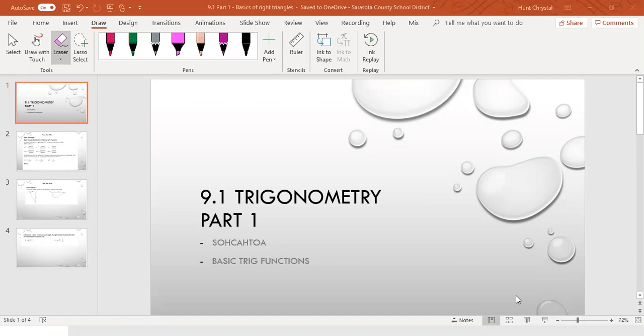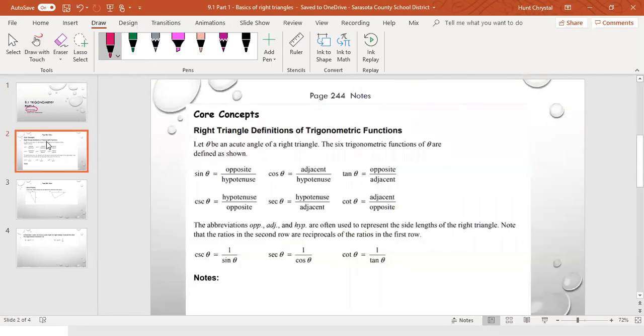All right, so what we're doing here is we're working with regular right triangle trig, which is, like I said, the basics. You're going to learn this word here. It's not really a word. It's a mnemonic device, and it's very important that you know how to spell it correctly because it's used for everything in right triangle trig. So you want to know how to use it and how to spell it. Okay, and then we'll start in the workbook on page 244 in your notes.